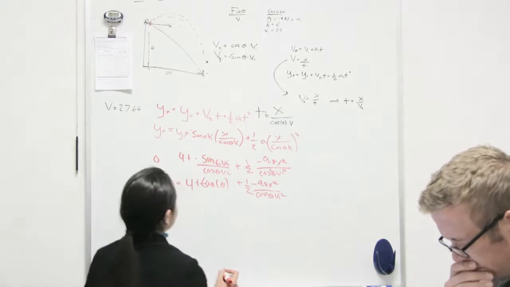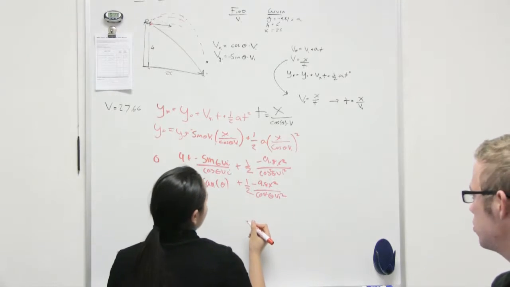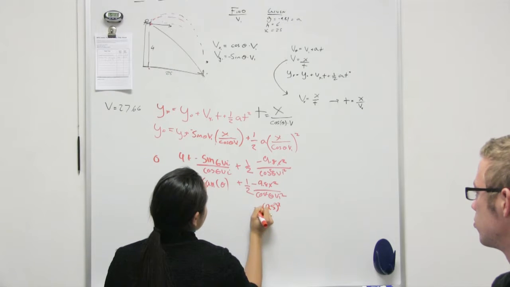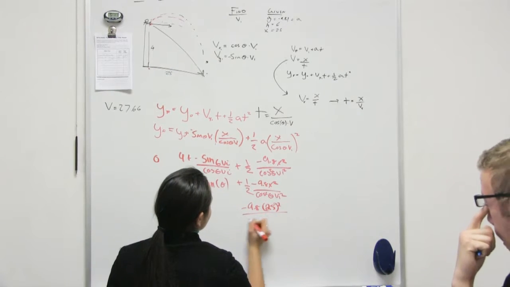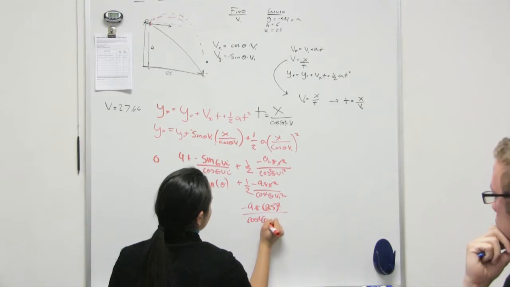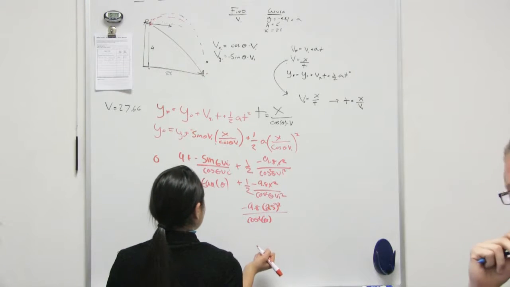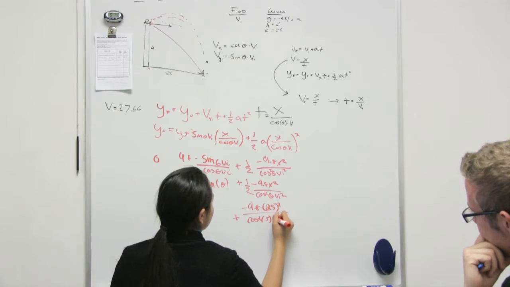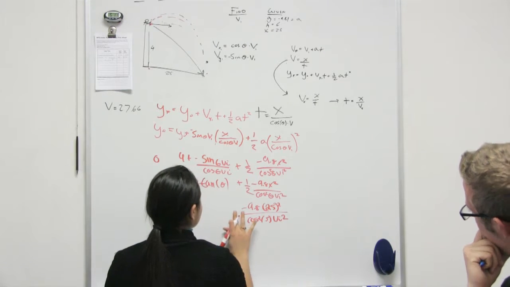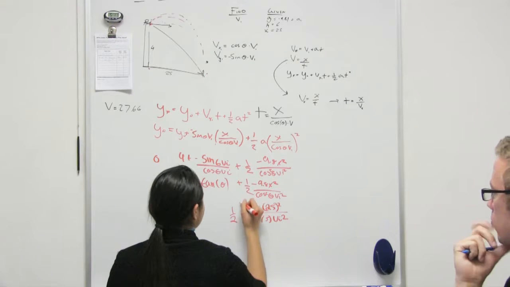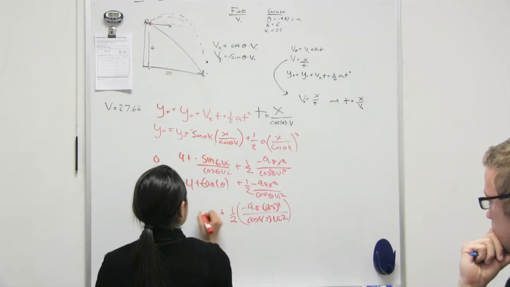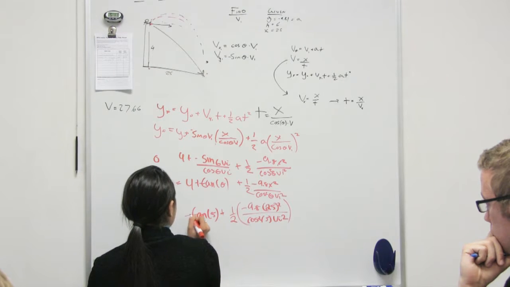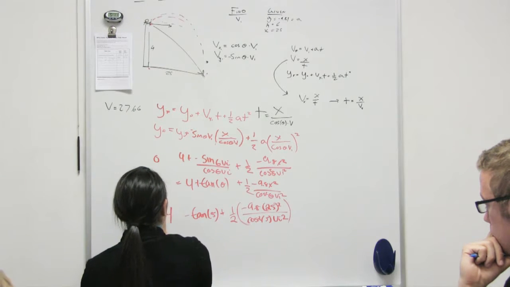So now we have 25 squared times negative 9.8 all over cosine of theta, which is 5 degrees, velocity initial squared, times 1/2, plus tangent of 5 degrees.